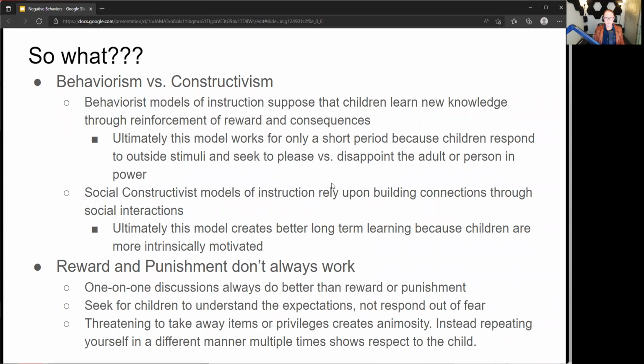the reasoning behind some of these ideas, and I want us to back up a little bit and look at a broader picture of why these things might work. And if you haven't heard of these theories of behaviorism versus constructivism, you should look them up. This is just a very quick Cliff Notes version. But behaviorist models of instruction suppose that learning happens through reinforcement of reward and consequences. And that's very much the system that we often are trained in. So that's why we're all pretty comfortable with it.